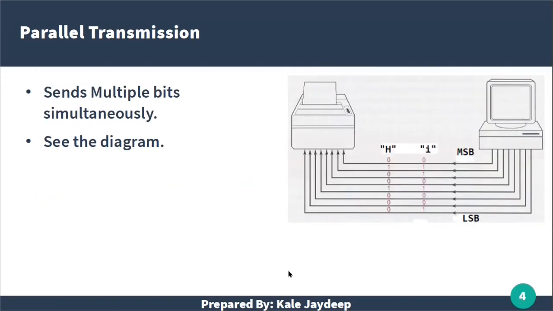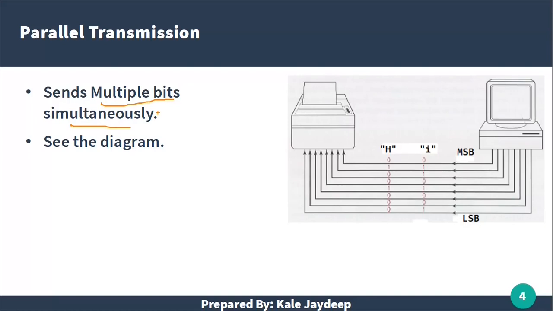Now let's understand parallel transmission. What happens in parallel transmission? Parallel transmission sends multiple bits simultaneously. In parallel transmission, many bits, multiple bits, are sent simultaneously. Multiple bits are sent in parallel.